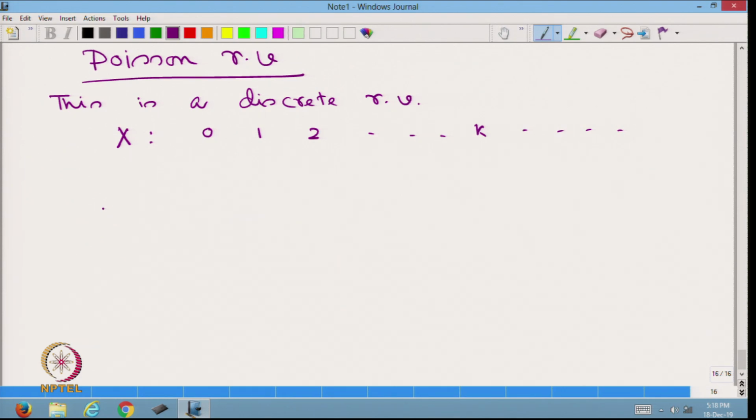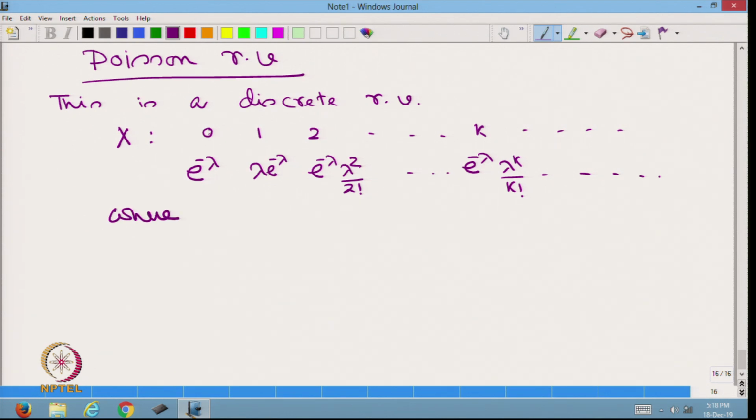That means X takes all non-negative integers from 0 to infinity, such that probability X equal to 0 is e to the power minus lambda, probability X equal to 1 is lambda e to the power minus lambda, probability X equal to 2 is e to the power minus lambda lambda squared upon factorial 2, probability X equal to k is e to the power minus lambda lambda to the power k upon factorial k, like that, where lambda is greater than 0.